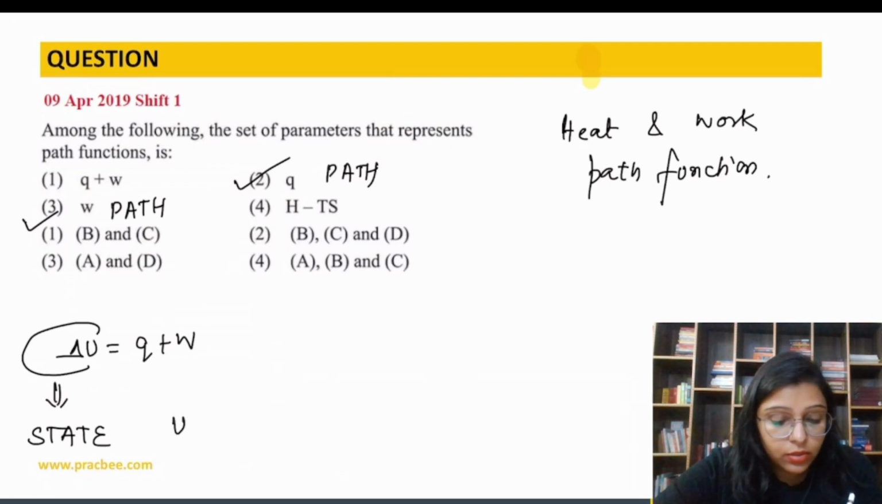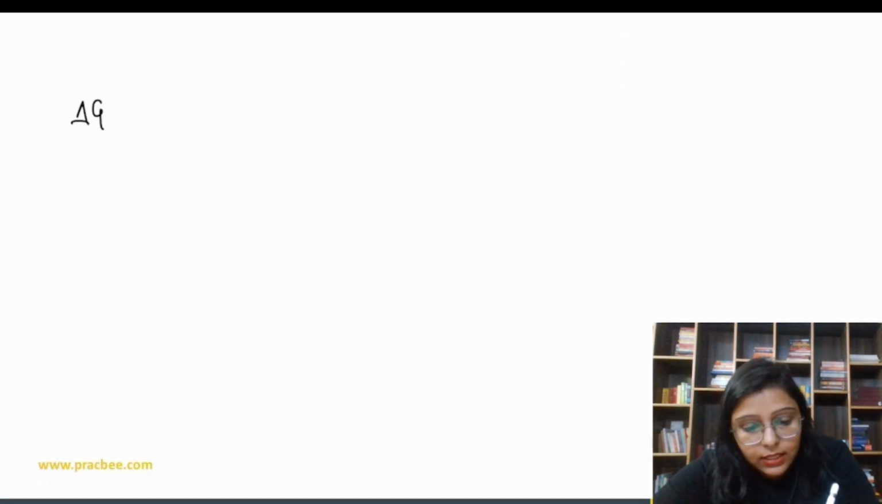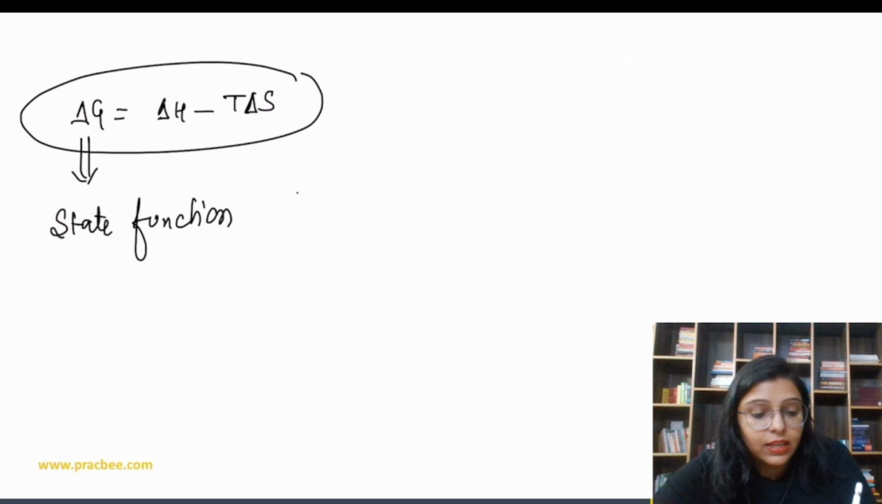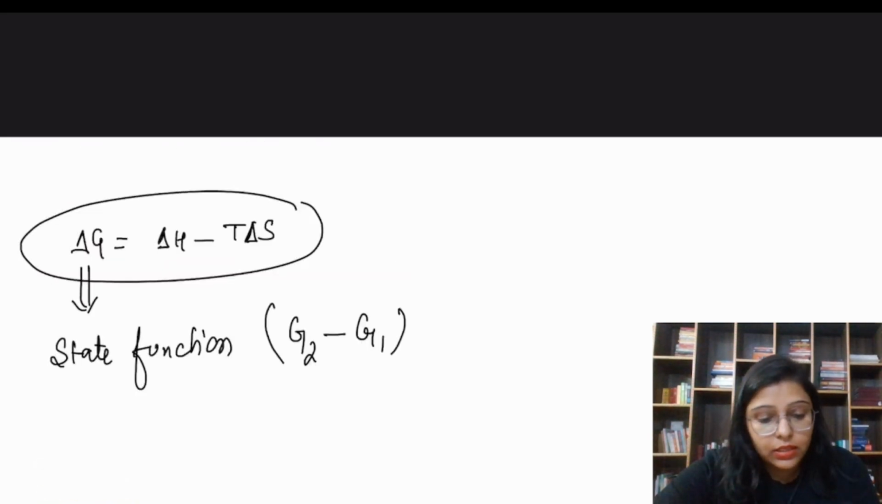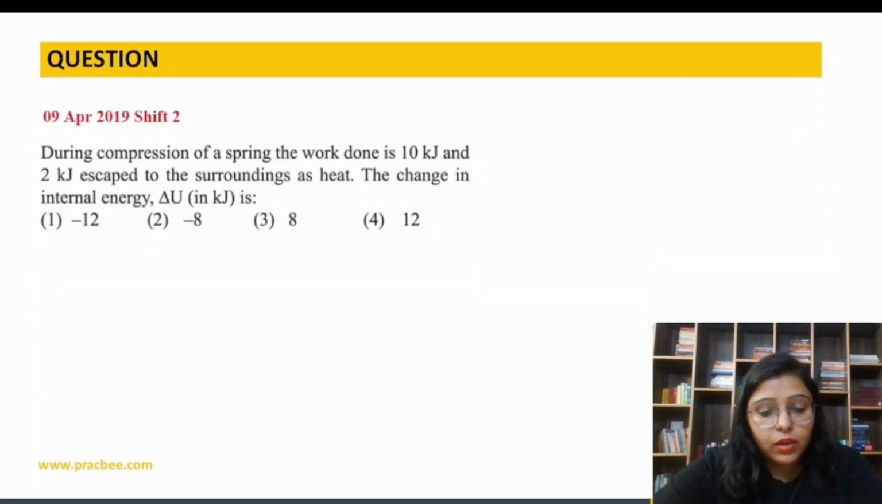State function means that U2 minus U1 we can find out, right? Then we have H minus TS. So H minus TS is basically delta G. So delta G is equal to delta H minus T delta S. So delta G is also a state function. It depends on the initial and final position. That's why we can calculate the difference G2 minus G1. So what is the answer? Q and W, or we can say 2 and 3, or B and C. So B and C is going to be the correct answer.